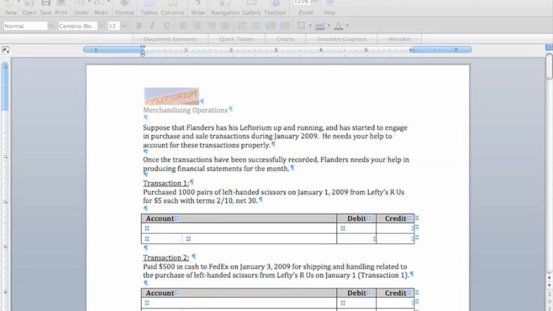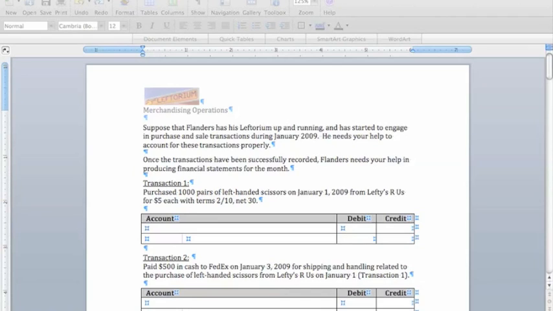One thing to note with purchases is that we want to have the true cost paid for the items in inventory on a per unit basis. So transaction 1 says that we purchased 1,000 pairs of scissors for $5 a piece with terms 2/10 net 30. These terms mean that we're entitled to a 2% discount if we pay within 10 days, otherwise we have to pay within 30 days. Although we could take the discount, it isn't certain that we will.